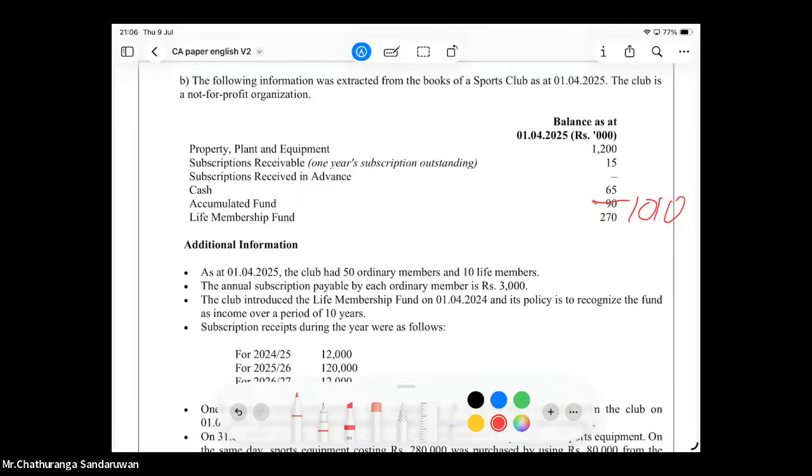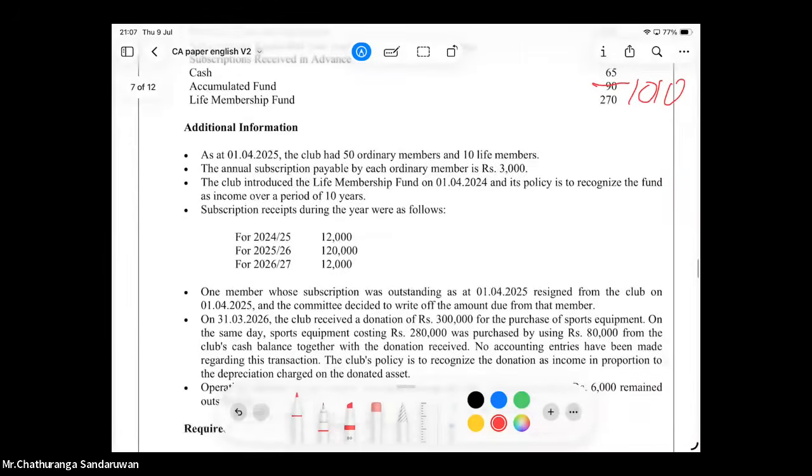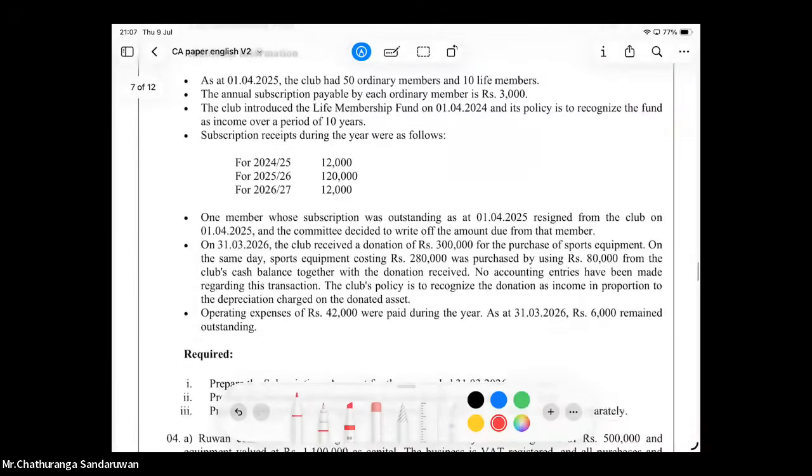All right. Okay. So then, as at 1st April 2025, club had 50 ordinary members or normal members and 10 life members. Annual subscription payable by each member is 3,000. The club introduced the life membership fee on 1st April 2024 last year, and its policy is to recognize it over 10 years. Subscription received during the year for last year, current year, next year. One member whose subscription was outstanding at the beginning resigned from the club on 1st April 2025, and the committee decided to write off the amount due from that member.